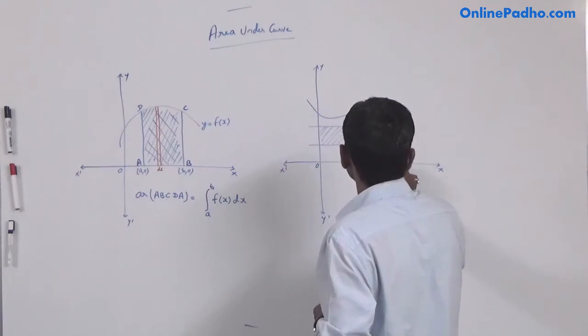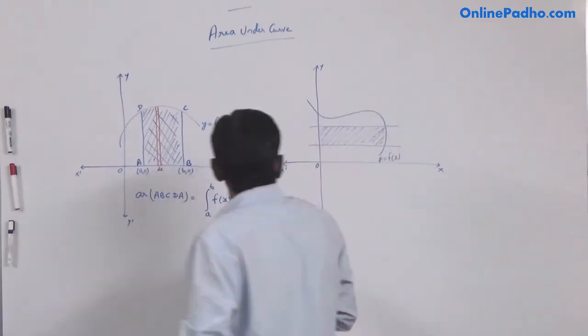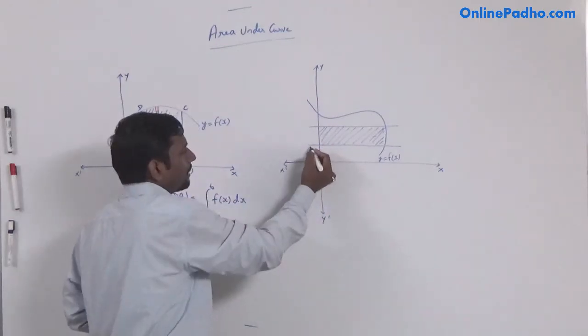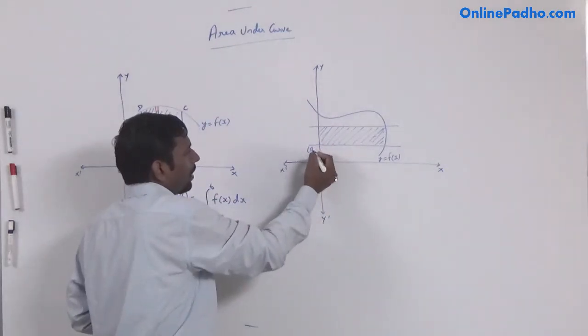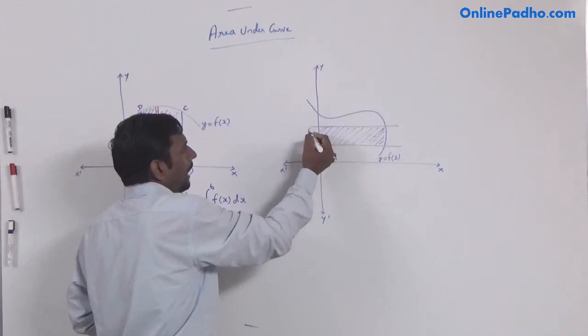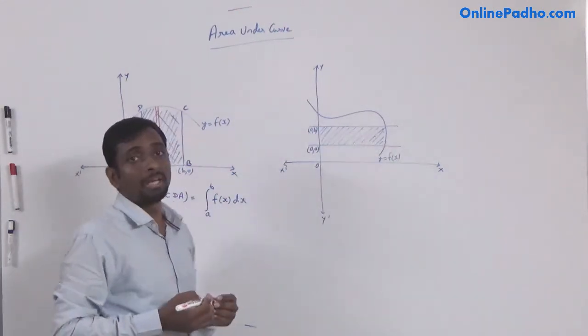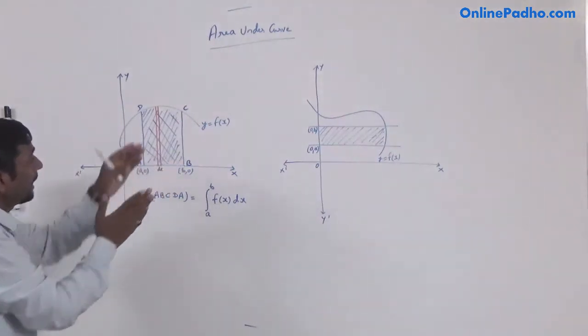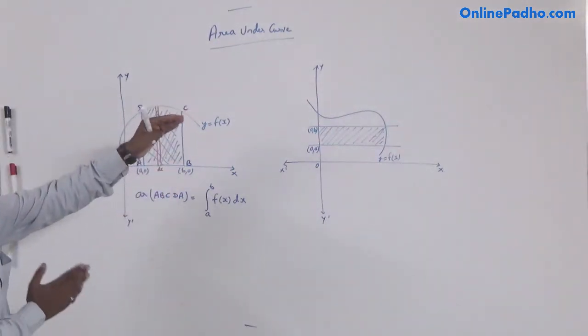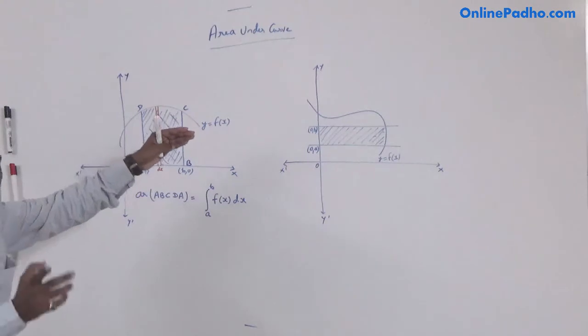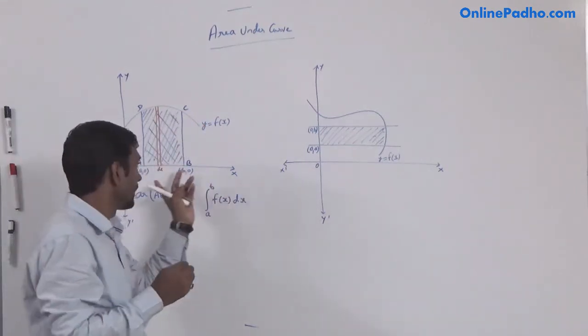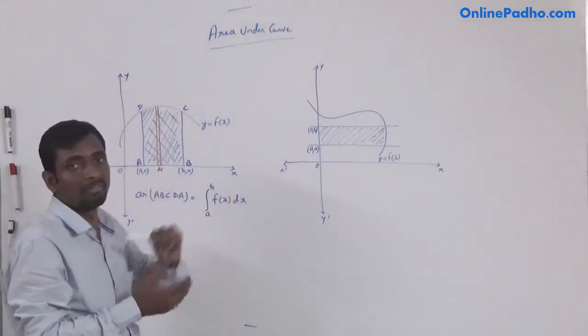And this is the curve. This curve is called y equal to f(x). And let us consider these points on the y-axis as (0, a) and (0, b). Now how can we find the area of this part? Again, this area is attached with the y-axis. The concept is what? First we have to search for the area attached with either the x-axis or the y-axis.